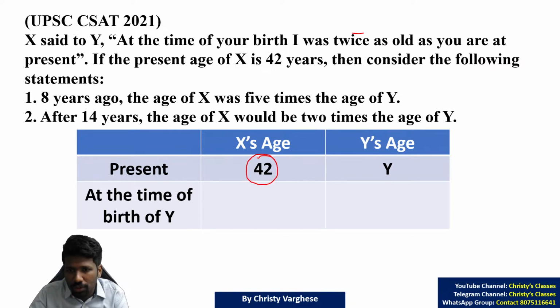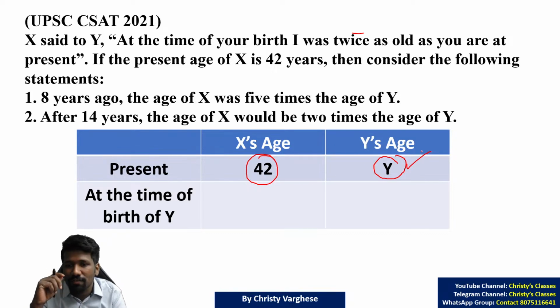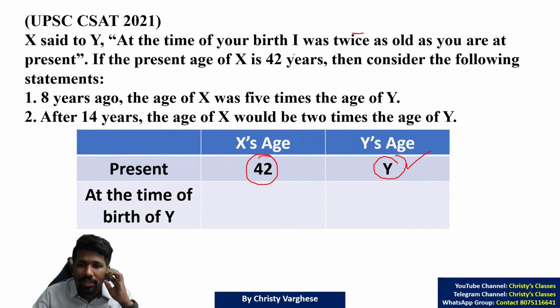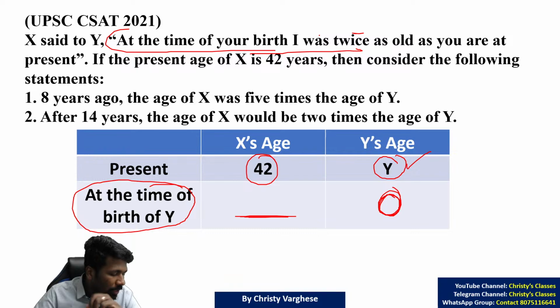Presently, X is 42 years old. Y's age we don't know, so I am calling Y's age Y itself. The present age of Y is Y itself. That is what we are assuming. Now read the first sentence. X said to Y, at the time of your birth. At the time of your birth means at the time of birth of Y. Y is 0 years old. Now all of you are agreeing? Y is 0 years old. So can you tell me X will be how many years old according to this sentence? That is what we need to decode.